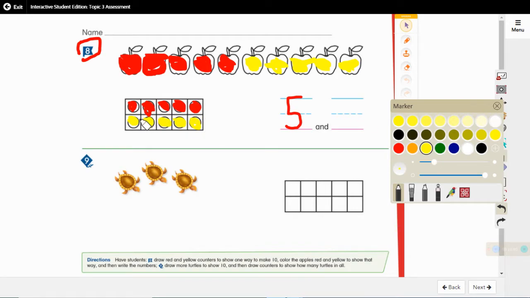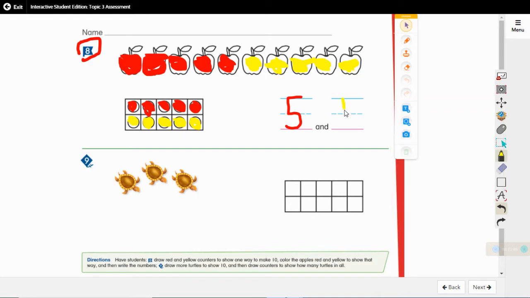So what part of my whole is yellow? 5. Short neck, belly fat. Number 5 wears a hat. Very good, class. You guys did a nice job on that one. Go ahead and pause the video if you need to finish your number 8.